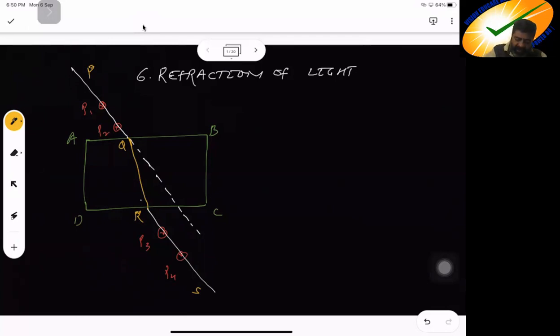Let us put arrows. या arrow डाल देते हैं. ये ray P, Q है, ये ray Q, R है, और ये ray R, S है. Okay. So ray P, Q, R, S is the actual path taken by the ray of light inside the glass slab and out. In reality, अगर आप glass slab नहीं रहेगा तो आपका ray ऐसे सीधा जाएगा.